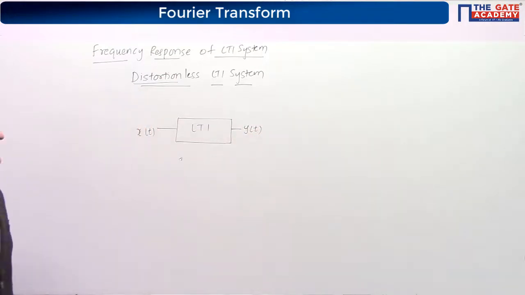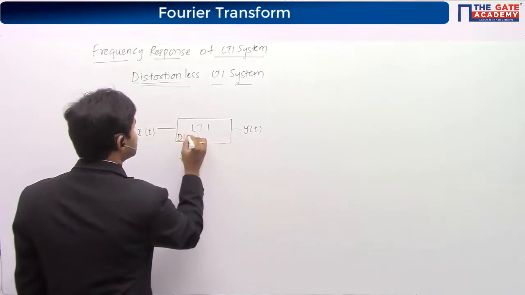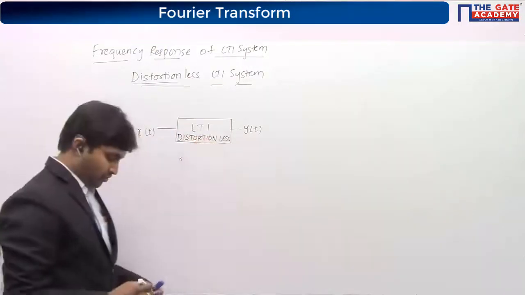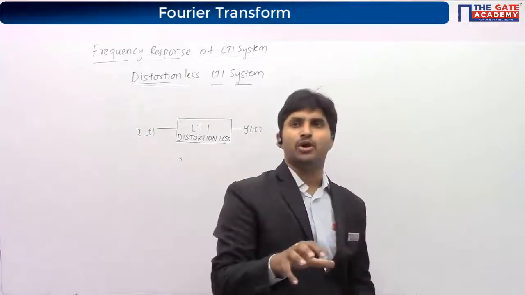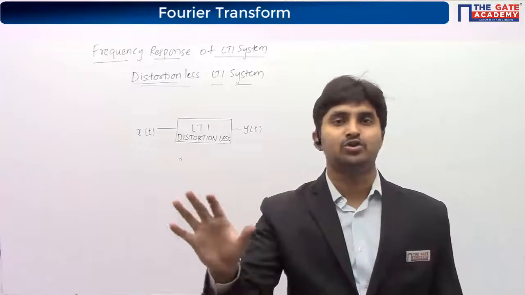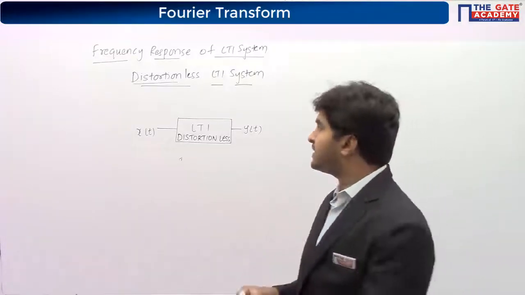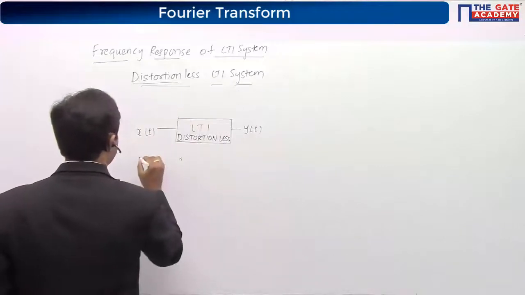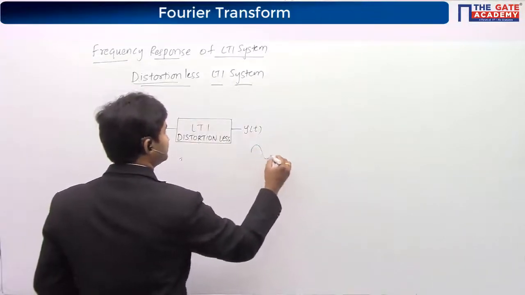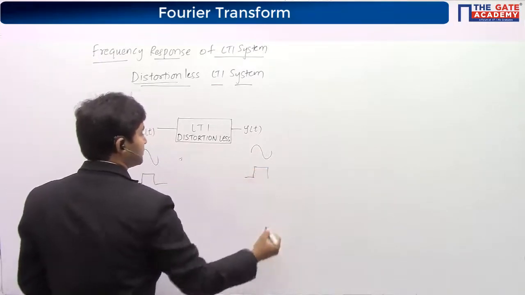Now when I say that this system is distortionless, the major importance of a distortionless system is that its shape is not going to change. It means if I give a sinusoid here, it remains a sinusoid. If I give a square pulse here, it remains a square pulse.